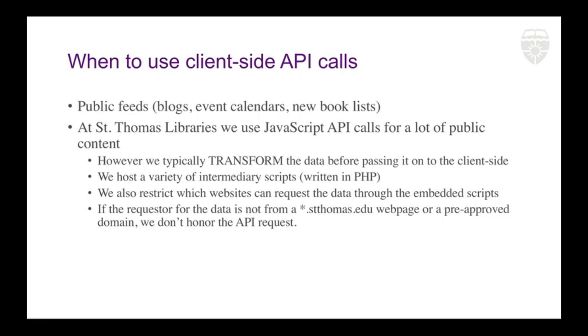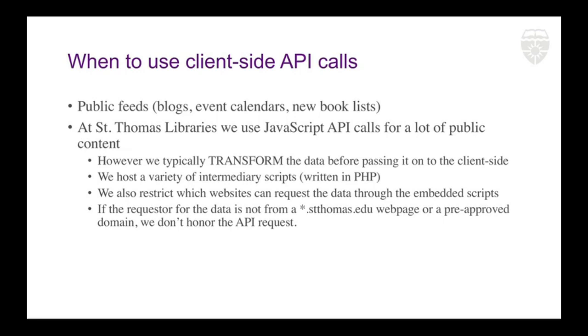Now, when can you use public side API calls? It's like JavaScript, stuff like that. You can use it for public feeds like blog posts, event calendars, new book lists. That's fine. At St. Thomas Libraries, we use JavaScript API calls for lots of things. Our LibCal events, blog posts, all that sort of stuff.